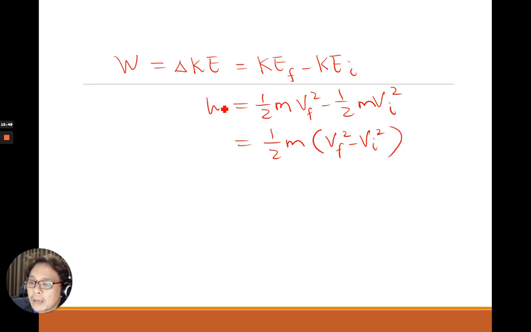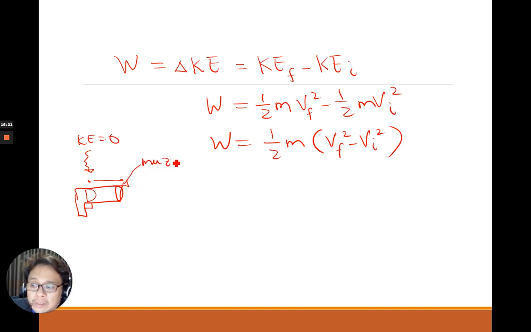Let us apply this unit. Let's say you have a gun and there is a bullet here. When you click on the trigger, of course, the gun explodes and the bullet travels from this point to this point. Initially, the kinetic energy is equal to 0 because the bullet is at rest. Once the bullet reaches the muzzle, this portion of the gun, the velocity is already 200 meters per second.